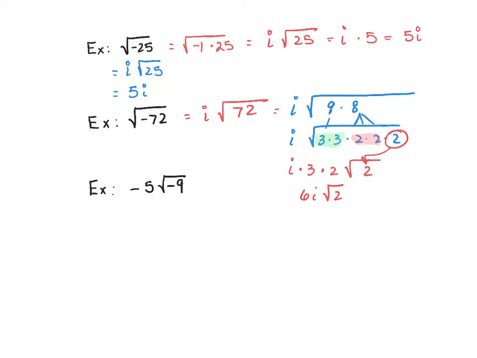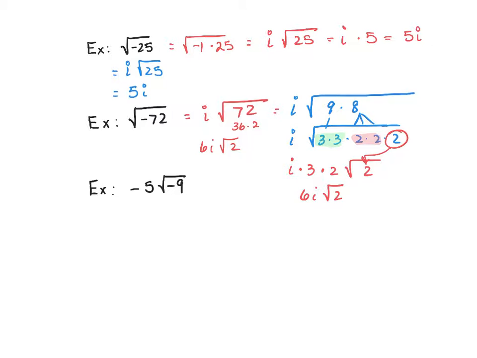If you go through multiplication tables, though, then you can do it quicker by knowing it is 36 times 2. And the square root of 36 is 6. So you get 6i root 2. Same answer, just a little bit faster.